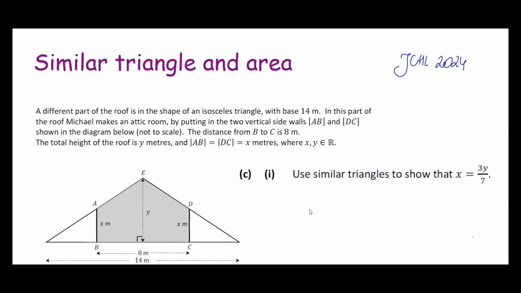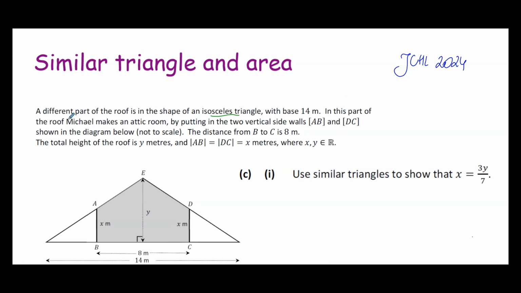So let's have a look at another aspect of triangle, similar triangle, and as well area of a triangle. A different part of the roof is in the shape of an isosceles triangle. By the way, what does isosceles triangle mean? It is a triangle that two sides out of three are the same length, with base 14. So that's my base, and those are the two same.